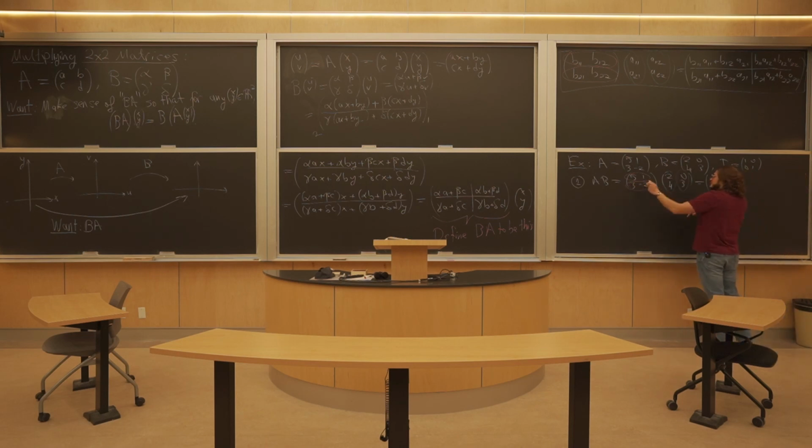3 times 2 is 6, plus minus 2 times 4 is minus 8, which gives me minus 2. And then again here gives me minus 6. Okay, this is A times B, a new 2 by 2 matrix. Let's look at another one. Let's do B times A. Now I've changed the order, right? So this now is going to be 2, 0, 4, 3, and then 5, 1, 3, minus 2.